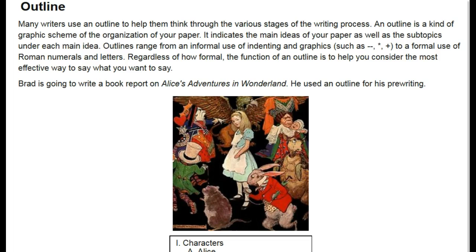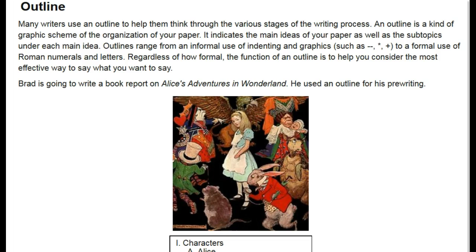Outlines range from an informal use of indenting and graphics, such as dashes, stars, and plus signs, to a formal use of Roman numerals and letters. Regardless of how formal, the function of an outline is to help you consider the most effective way to say what you want to say.